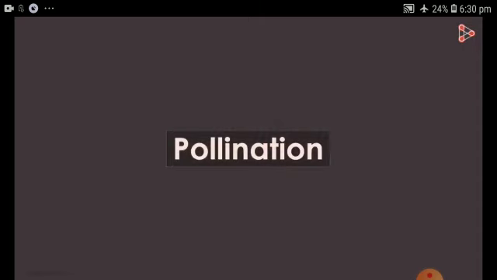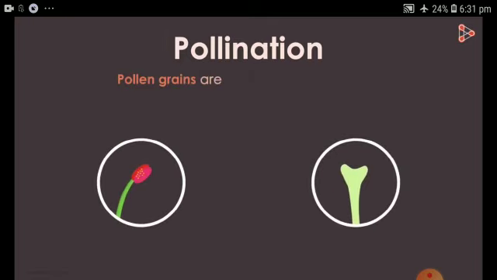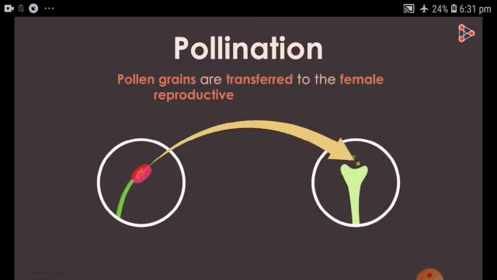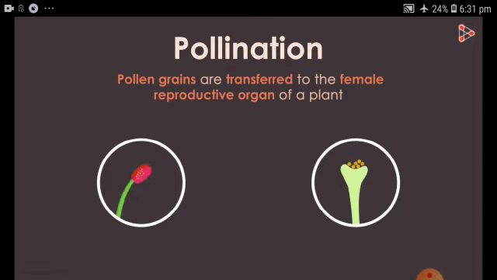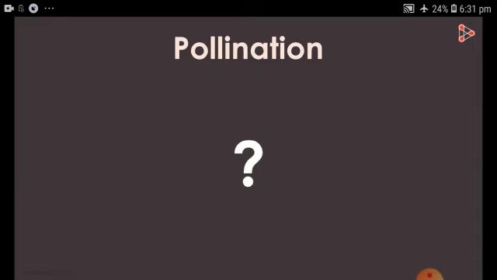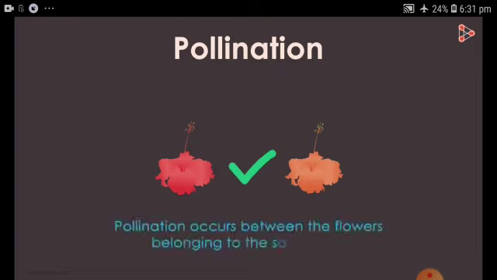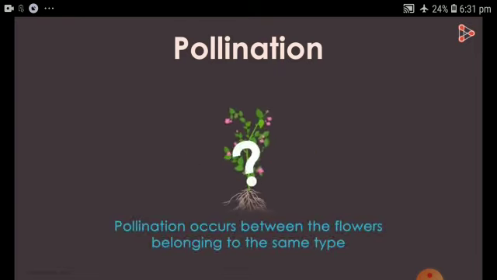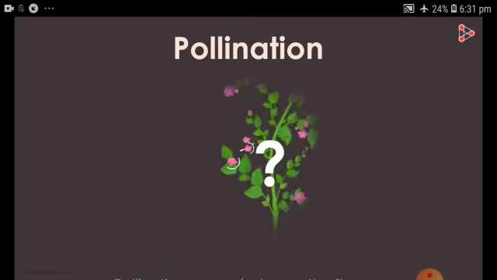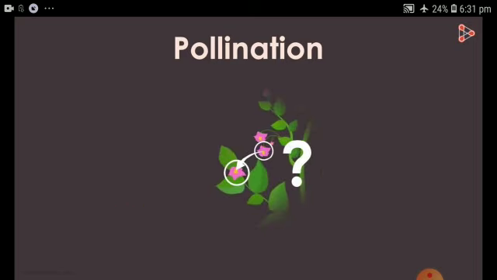Pollination is the process by which pollen grains are transferred to the female reproductive organs of a plant. In other words, pollen from the anther is transferred to the stigma. Does this process occur only between two flowers of the same type? Yes, that is correct. Pollination occurs between flowers belonging to the same type. And does that mean pollination occurs only between two flowers born on the same plant?